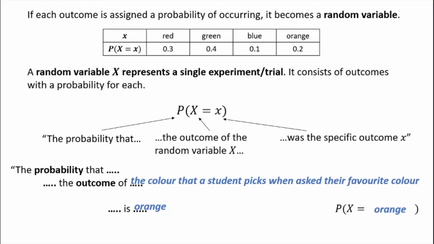The probability that the result of us asking the question leads to an answer which is orange, and the answer to that is 0.2. The probability that X equals orange is 0.2.